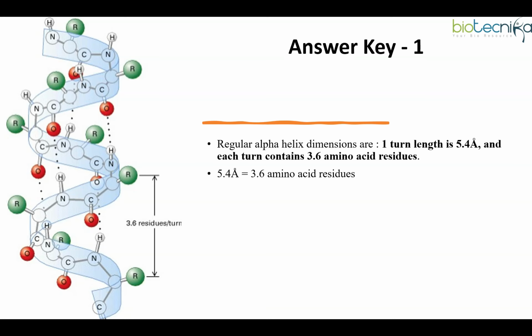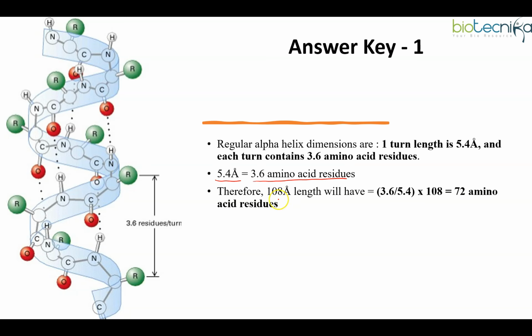Hence what you need to do here is apply a simple unitary method, like 5.4 Angstrom is the length of 3.6 amino acid residues. Now the question is asking, 108 Angstrom length will have how many amino acid residues? Unitary method means if 5.4 Angstrom is 3.6 amino acid residues, then 1 Angstrom will be 3.6 divided by 5.4, isn't it? And 108 Angstrom will be into 108. So that many amino acid residues will be there, which will come to 72 amino acid residues.